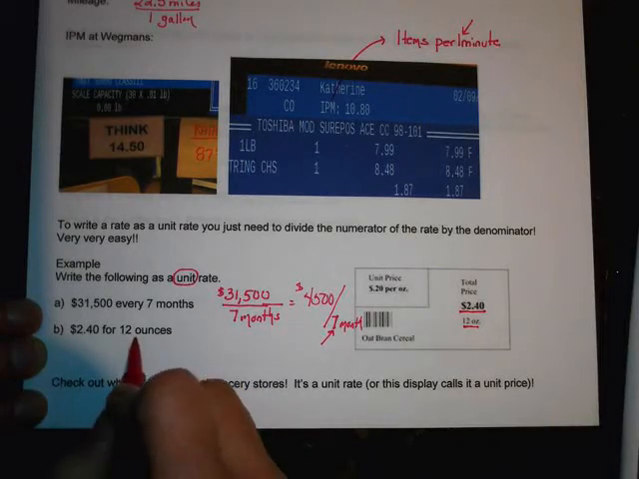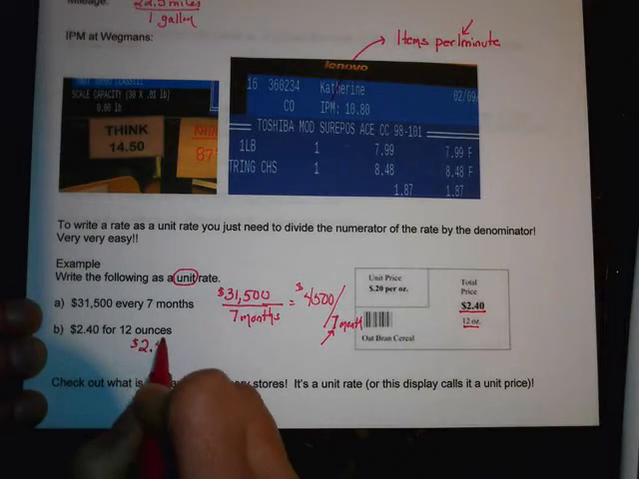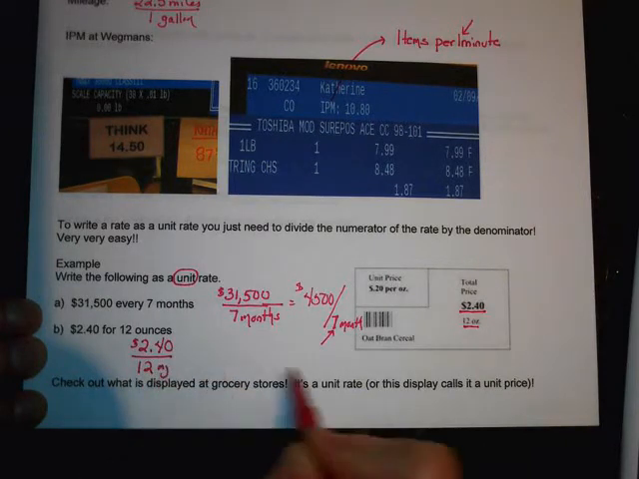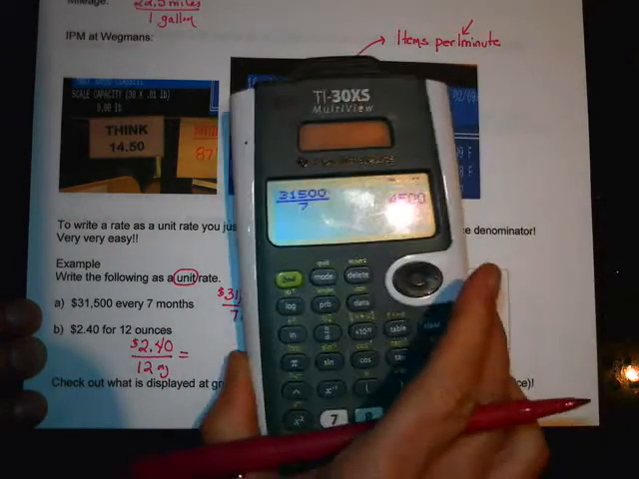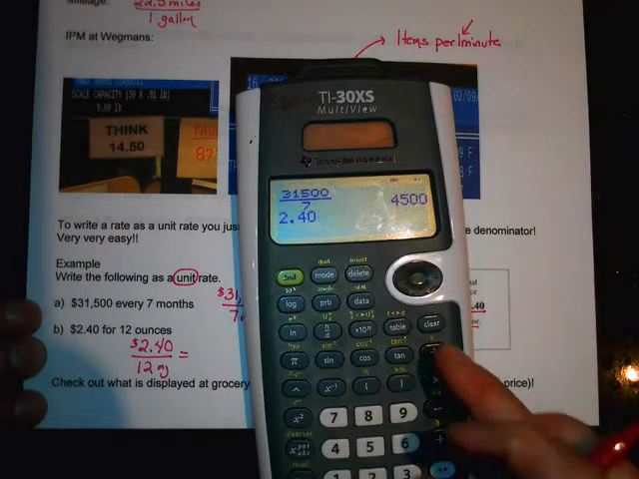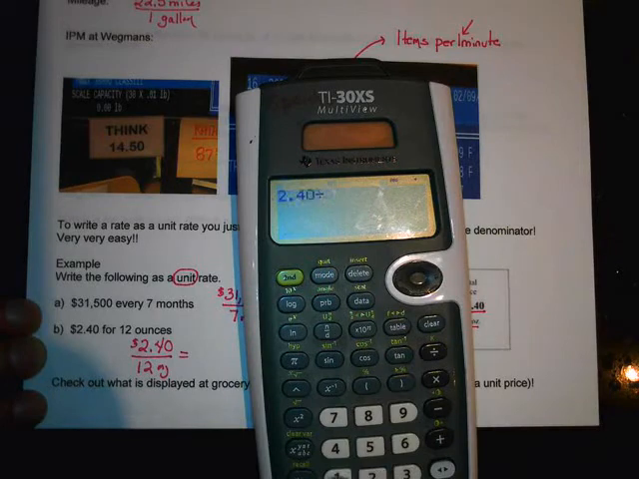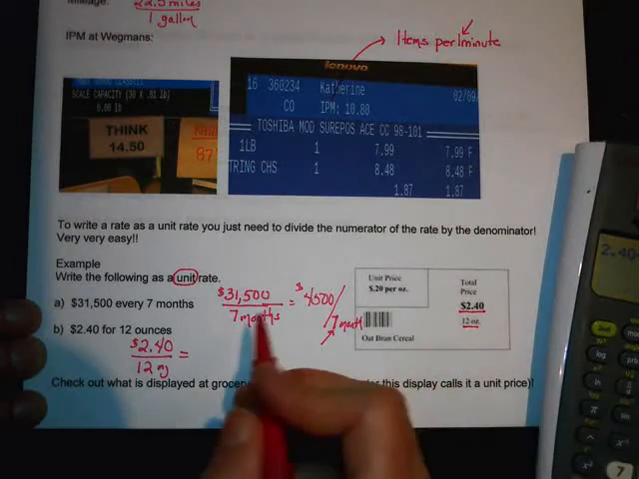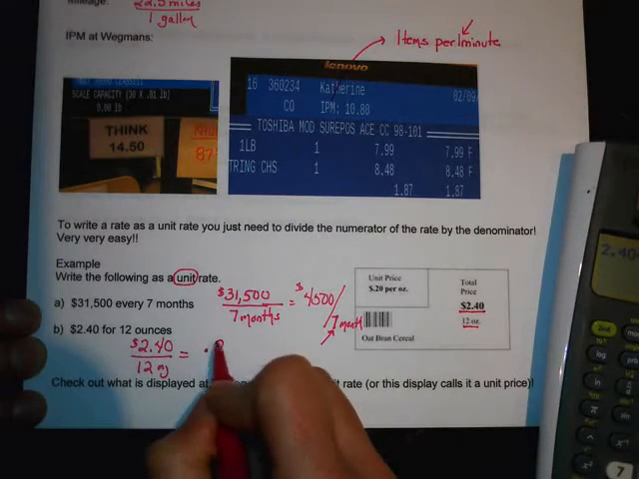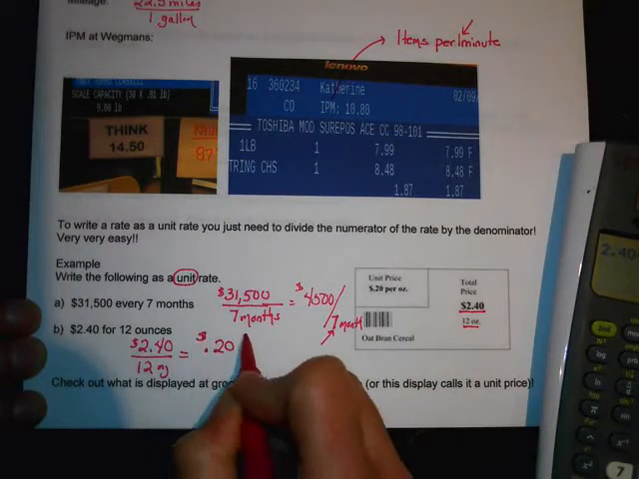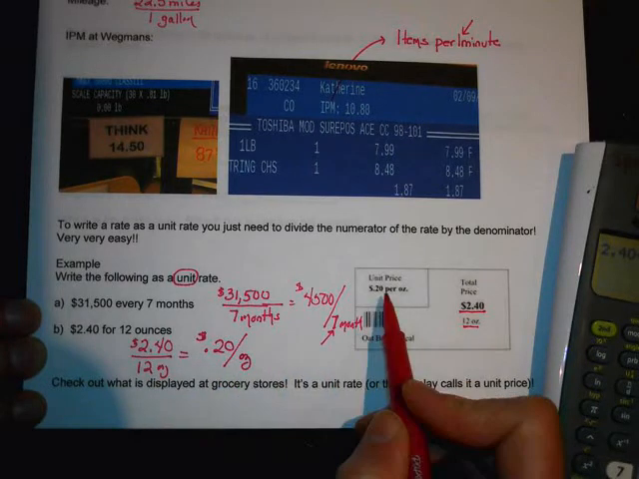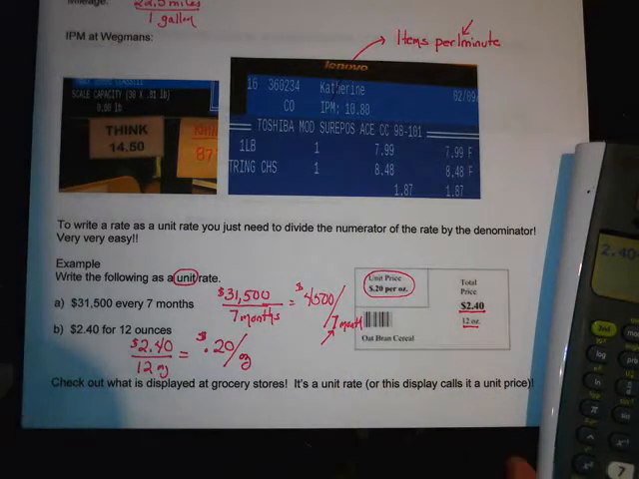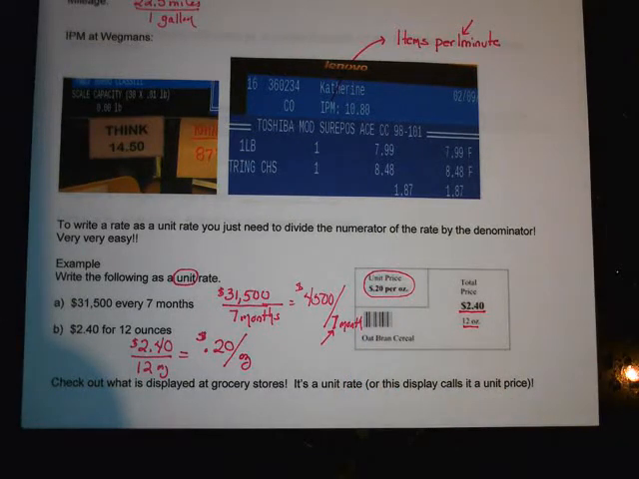So we're paying $2.40 for 12 ounces of cereal. I'm just going to hit divide. I mean, you can do a fraction if you want. I'm just going to hit divide. So 0.2. Now keep the units. $0.20 per ounce. And do you see that's what this says here? It's what's called the unit price. And that is what you really should be looking at to see if you're saving some money.